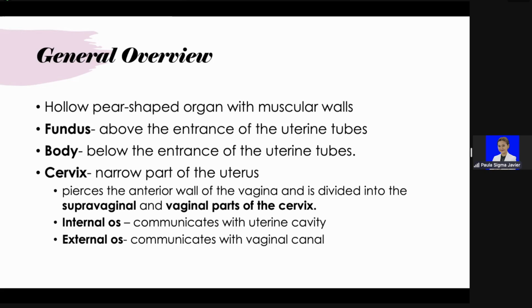During internal examination, it pierces the anterior wall of the vagina and is divided into the supravaginal and vaginal parts of the cervix. So the internal os is the one that communicates with the uterine cavity. The external os communicates with the vaginal canal. So the one we assess during internal exam is your external os. Of course, because you can't reach the internal os.